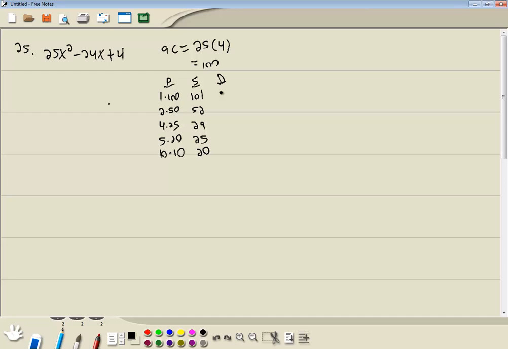Subtract them. 100 minus 1 is 99. 50 minus 2 is 48. 25 minus 4 is 21. 20 minus 5 is 15. 10 minus 10 is 0.